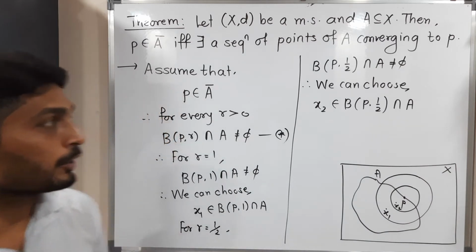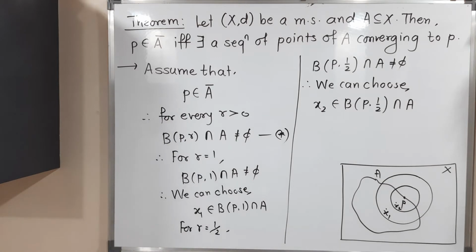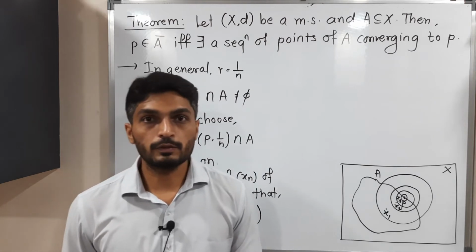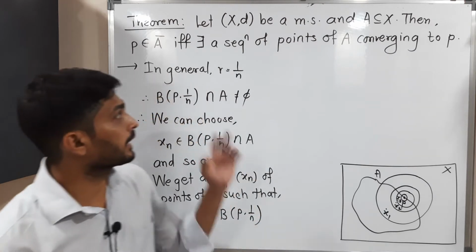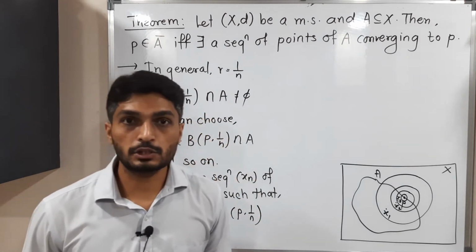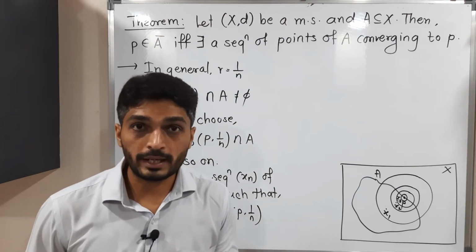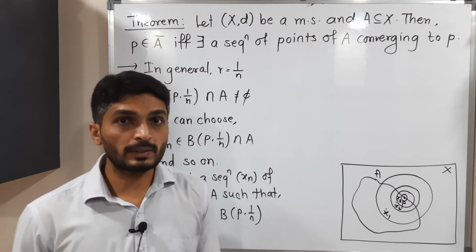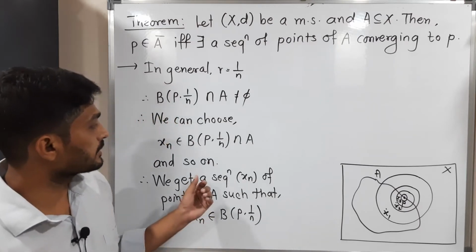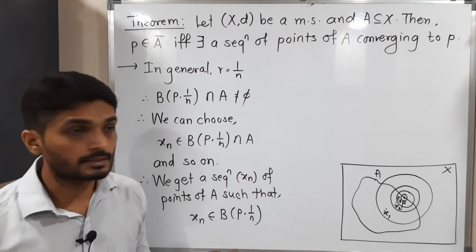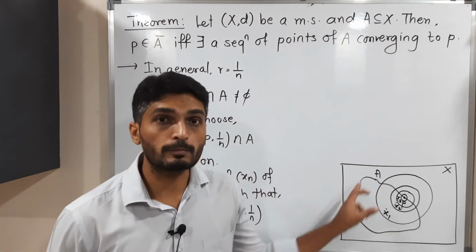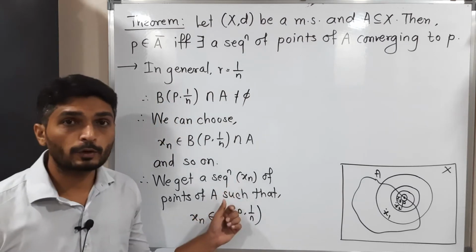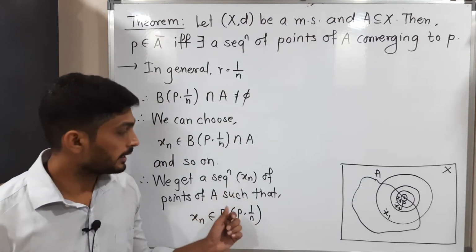See, here I have written in general, if you select r is equal to 1 by n, again we will have non-empty intersection. So again we can choose one point xn from that intersection and so on. So we are generating a sequence xn of points of A, since each time we are selecting a point from set A, right?